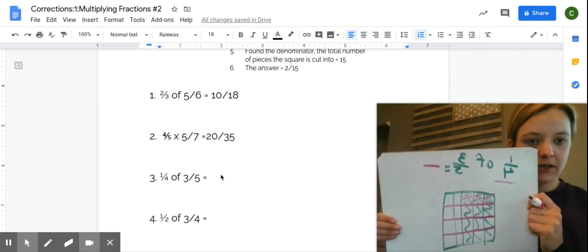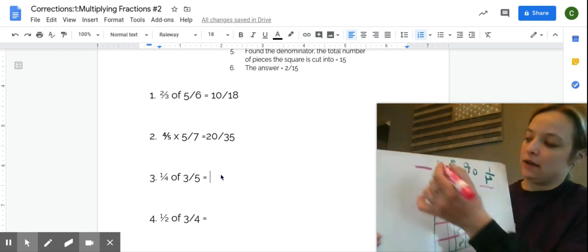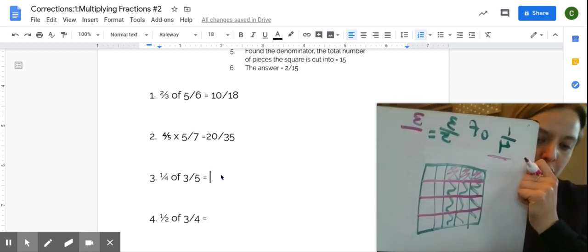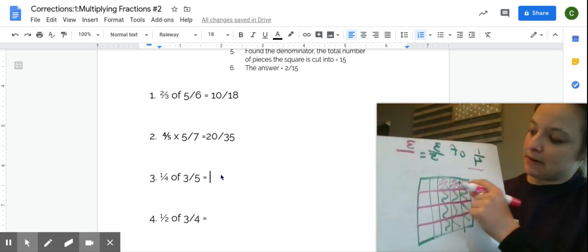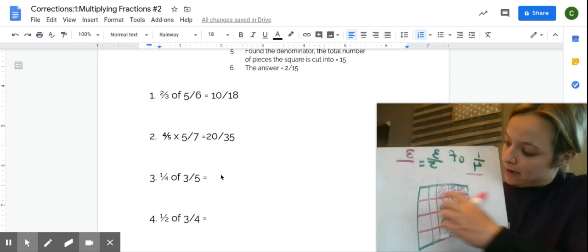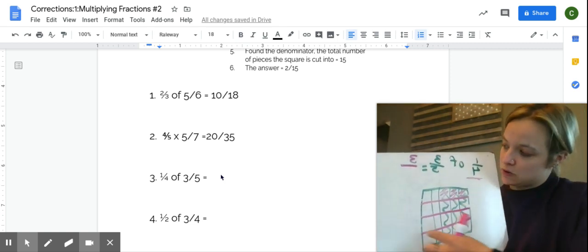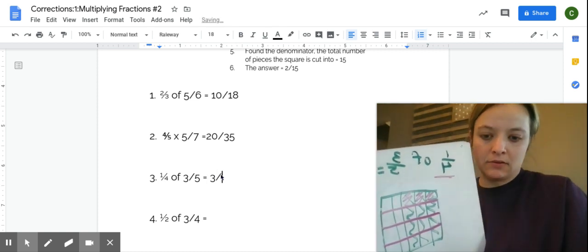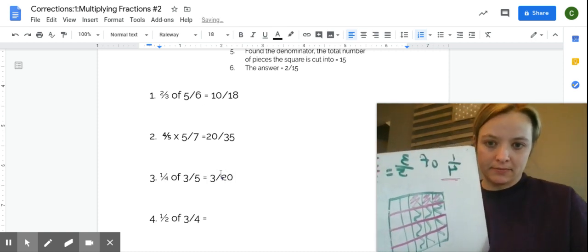Looking at my picture, I have 1, 2, 3 shaded in with both my 3/5 and 1/4, and then I can skip count by 5s to find the total number of pieces in my square. 5, 10, 15, 20. So my answer is 3/20.